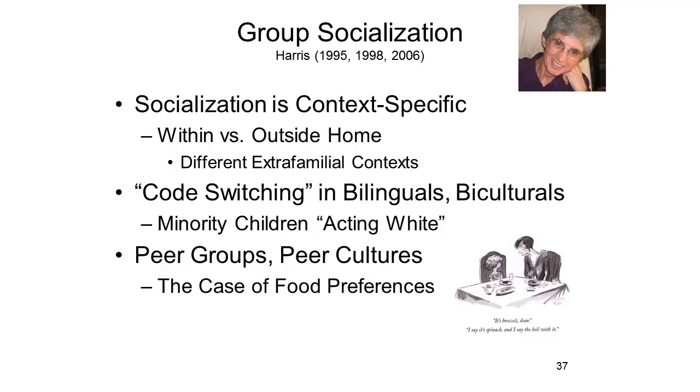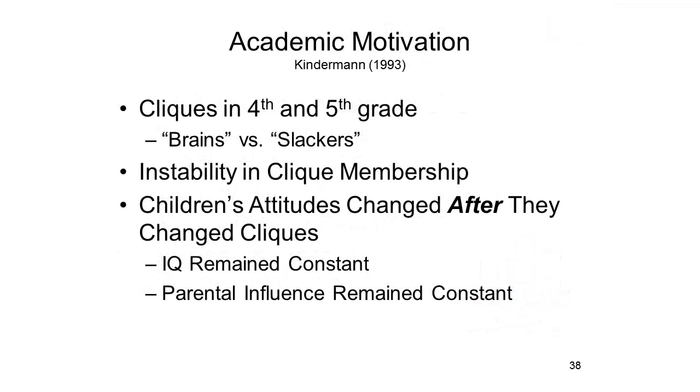And the more the child is subject to group socialization outside the home, the less influence the shared home environment is going to have. A study of academic motivation in 4th and 5th grade children by Thomas Kinderman makes this point nicely. Kinderman found that students in the school he studied tended to group themselves into cliques such as the brains and the slackers. But he also found that membership in these groups tended to be somewhat unstable, with individual children moving back and forth from one group to another. And interestingly, Kinderman discovered that children's attitudes towards school changed as they changed cliques. Brains lost interest in school if they moved to the slacker clique, and the slackers gained interest if they moved to the brains clique.